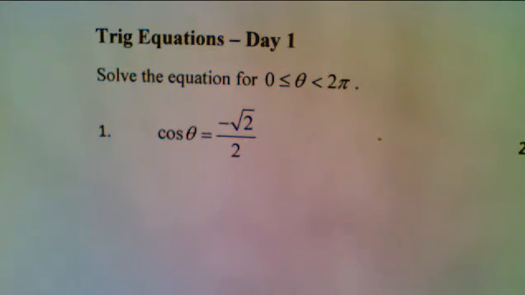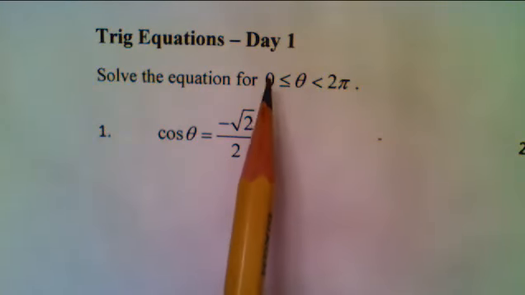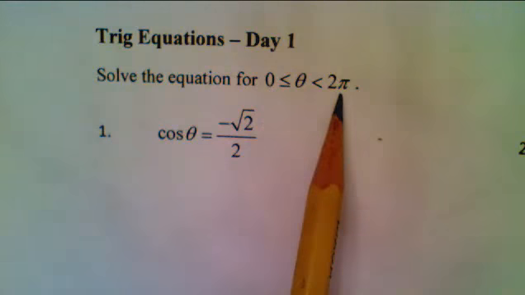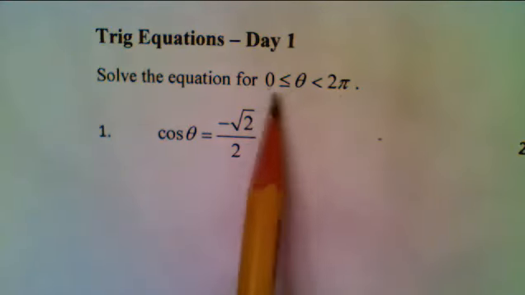Okay, trig equations. All of these will always give you a range, and I will always give you from 0 to 2 pi. Notice it includes the 0, but not the 2 pi. So anything in between 0 and 2 pi, I want all the answers for theta.